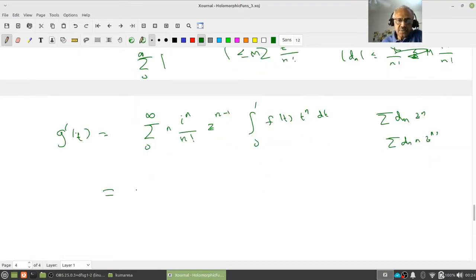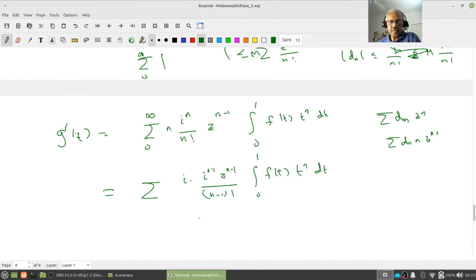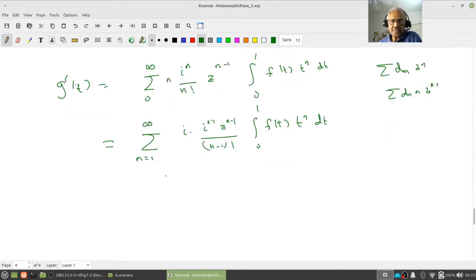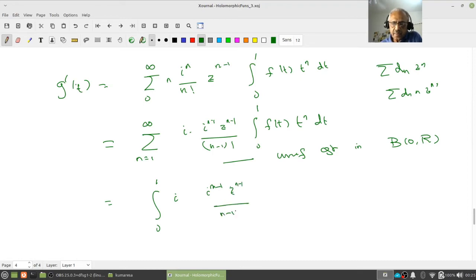Therefore, this is equal to i into i to the power n minus 1, z to the power n minus 1 by n minus 1 factorial, into the integral from 0 to 1 of f of t, t to the power n dt. I'm just rewriting. Are you convinced? I just took the i out. Now remember, again for the same reason, this series is uniformly convergent in the disk. Therefore, I can push the summation inside the integral. Therefore, that's going to be the integral from 0 to 1 of i to the power n minus 1, z to the power n minus 1 by n minus 1 factorial. Then I take one t out of this t to the power n and write it as t to the power n minus 1 into f of t dt. And there is a summation.